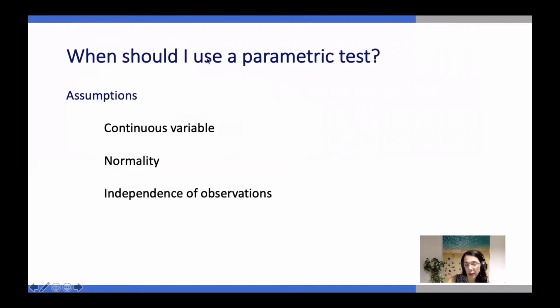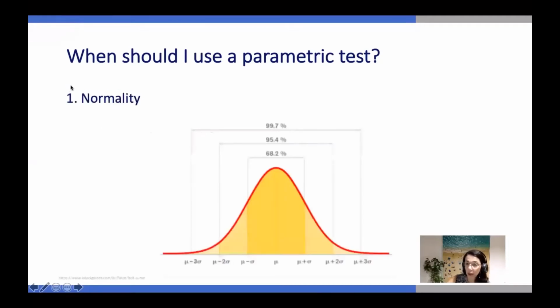So when should I use a parametric test? Some assumptions are needed in order to use these tests. First, we have a continuous variable, and we already know what this means, that there is normality and there is independence of observations. So talking about normality, here we have a normal or bell-shaped curve.